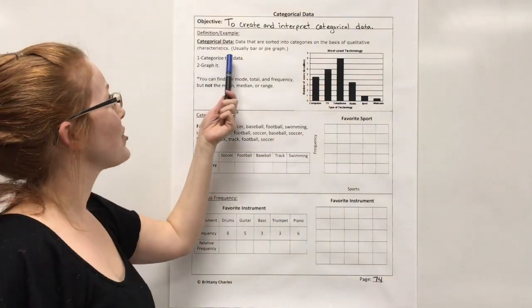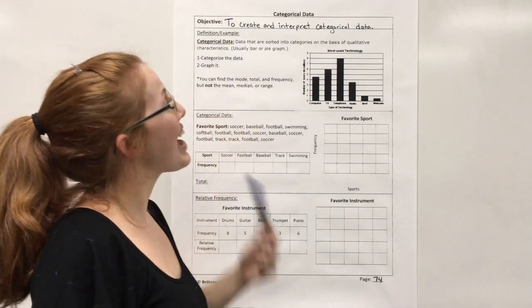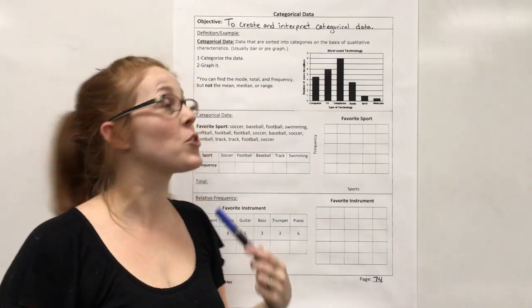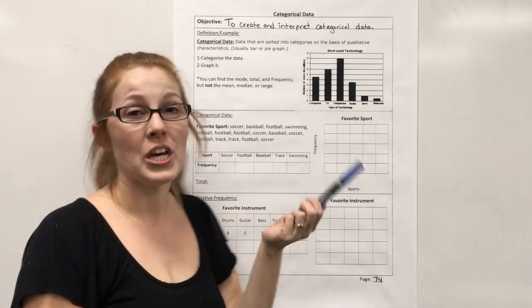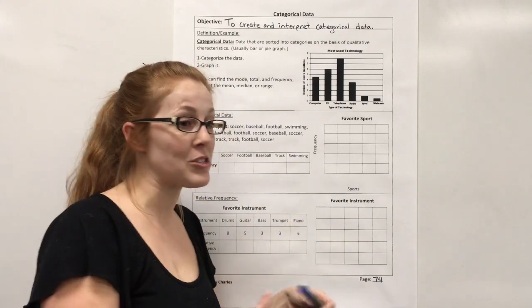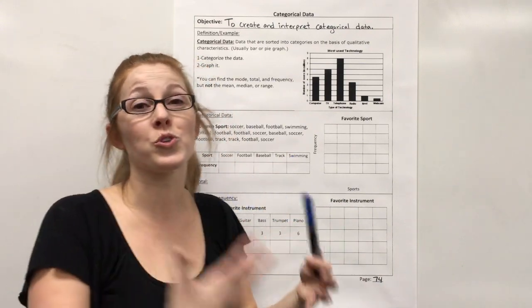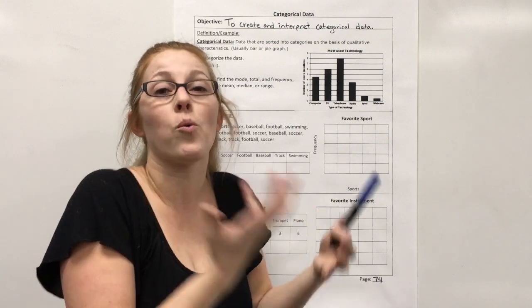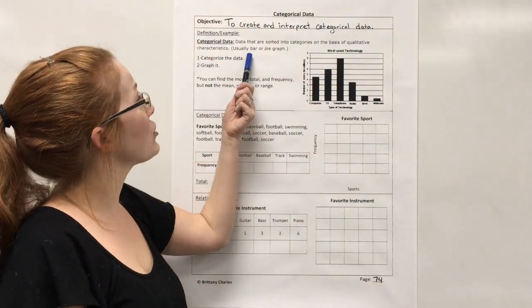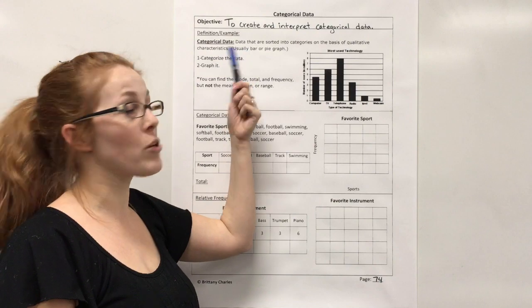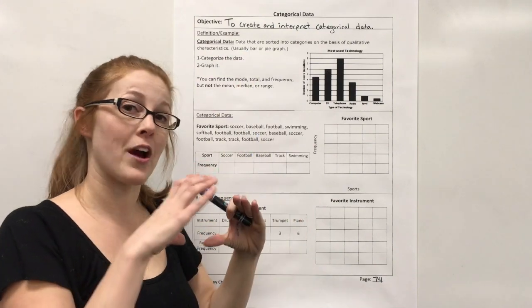Our definition says: data that are sorted into categories on the basis of qualitative characteristics. So instead of looking at numbers and ordering them, we're going to be looking at groups and things that have similar qualities. Usually you'll see that in a bar graph or a pie graph, like a circle graph.